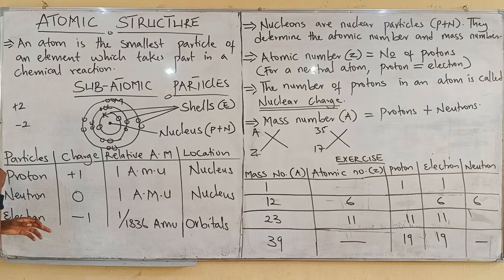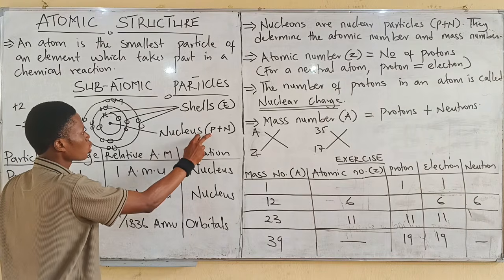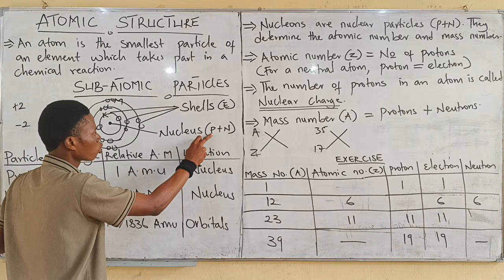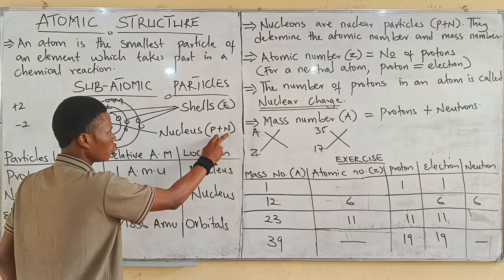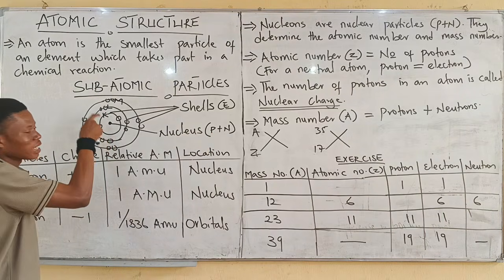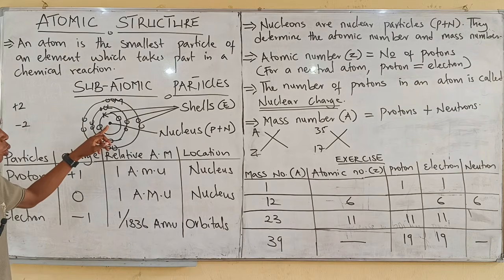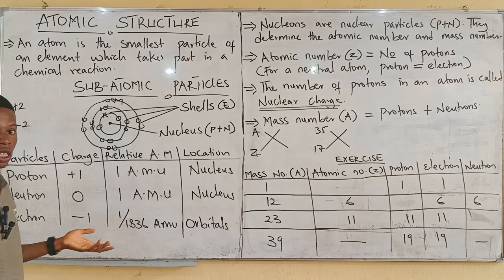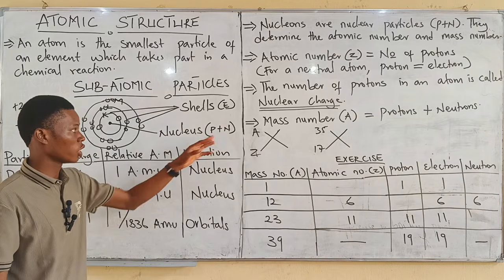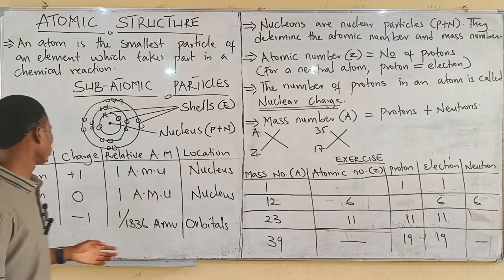Electron is negatively charged. Neutron is neutral. It means that in a nucleus, since the nucleus is proton plus neutron, proton is positively charged, neutron is neutral. Now, proton here determines the charge of the nucleus. So what will be the charge of the nucleus overall? Will be positive, because proton is positively charged and neutron does not have charge. Are you following? All right.